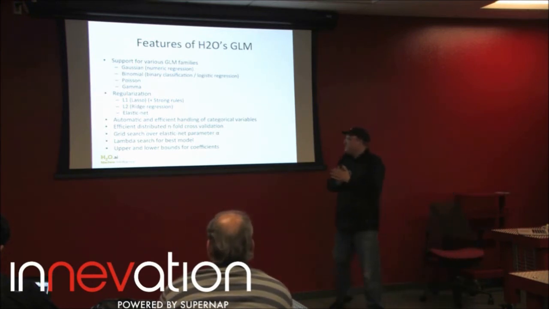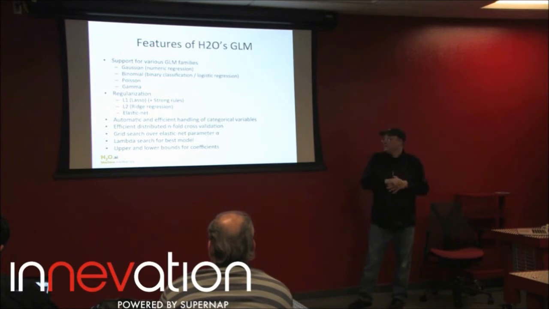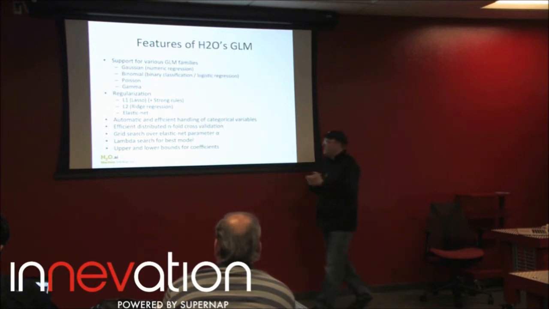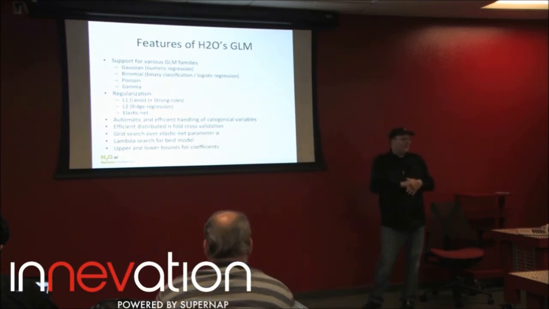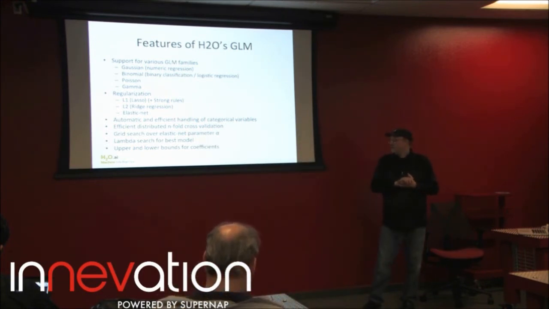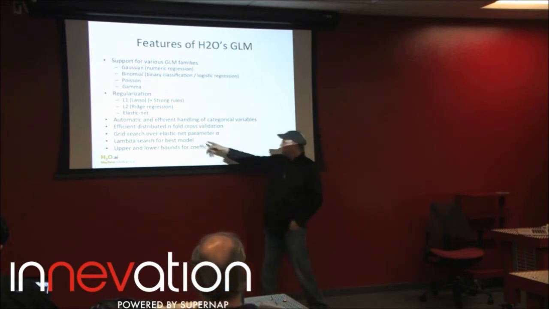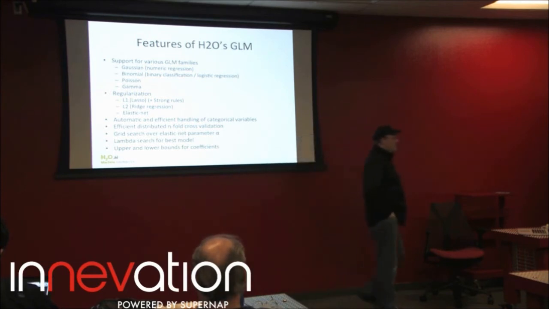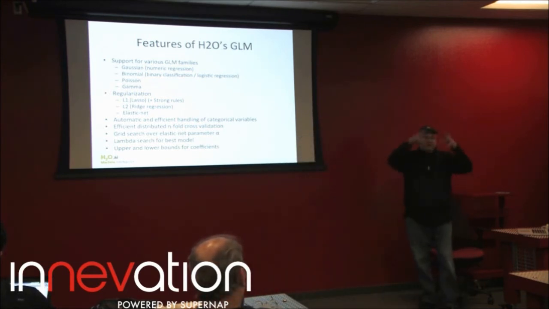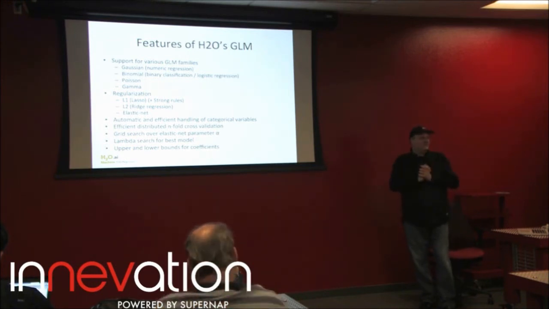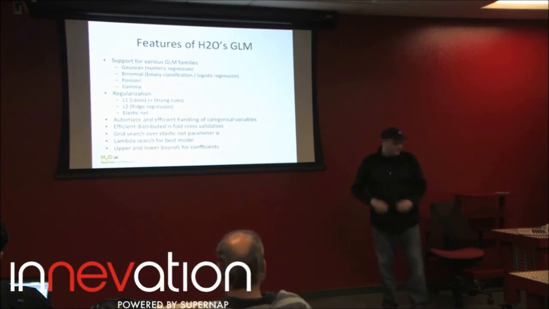Efficient n-fold cross-validation is also something that we support, especially for GLM, because it's kind of easy to work into the implementation. The elastic net parameters, the alpha and lambda that people are used to, we support. We've got a lambda search now: if you want to tell the overall GLM solver, go do more work and try to find the best lambda for me, it will do that.